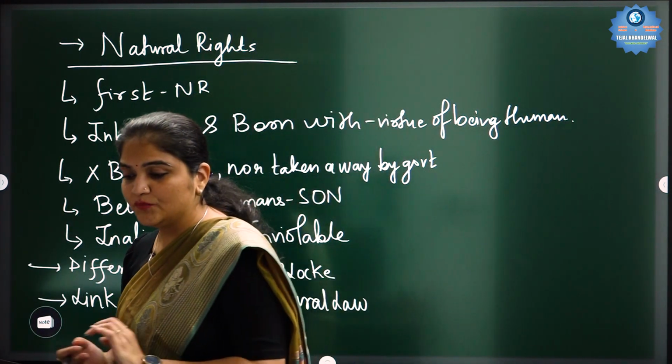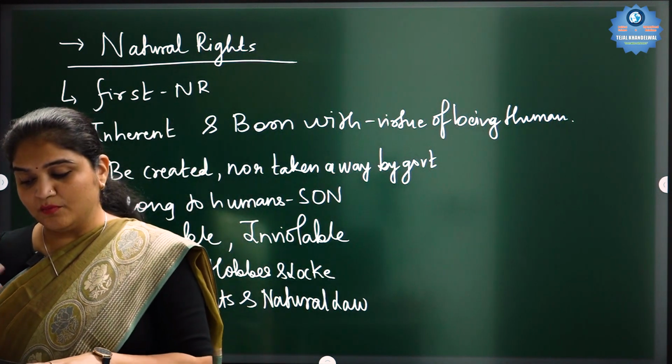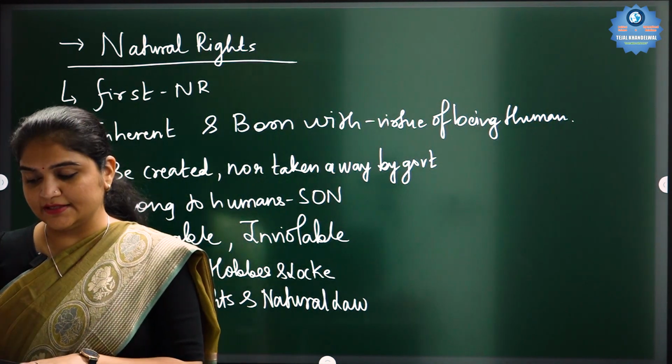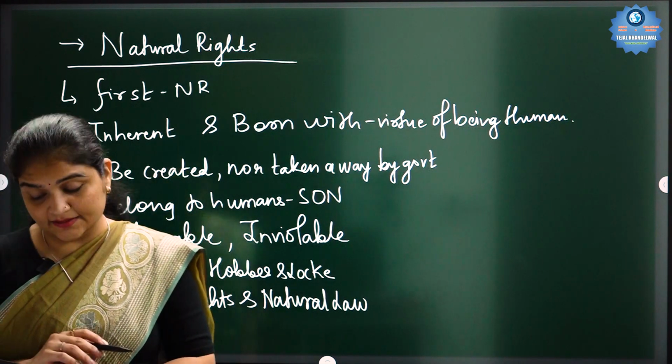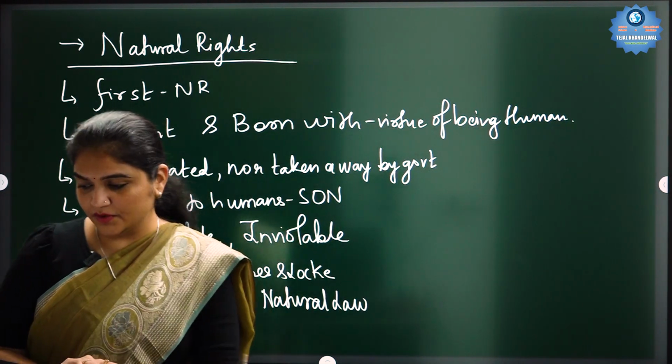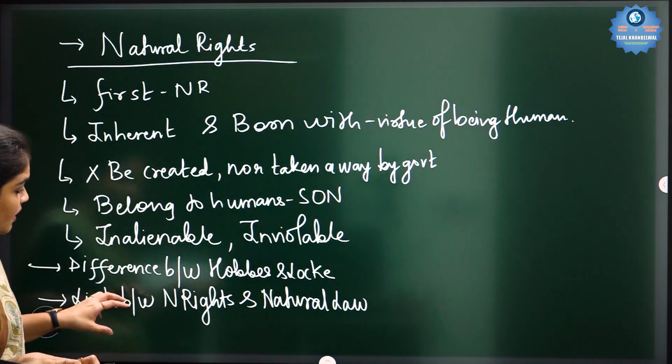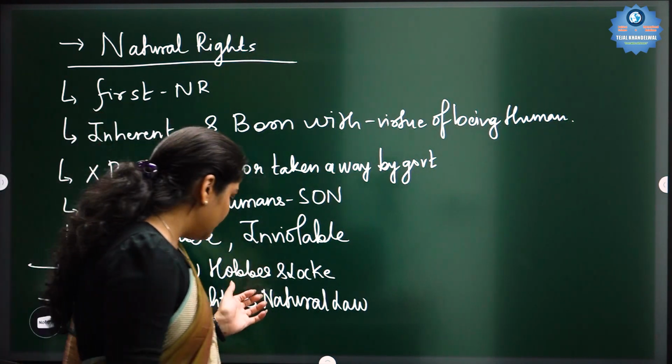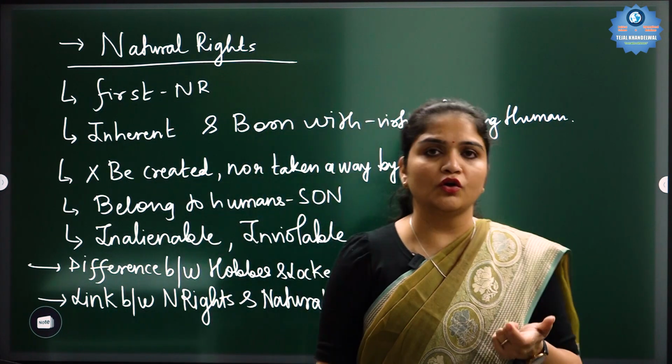On the other hand, in Locke's state of nature, man is living a social life, and since people respect each other's existence, society is possible. Okay? Now, what is the link between natural rights and natural law or law of nature?